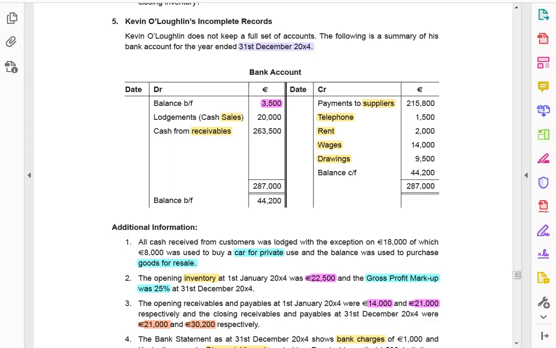We're going to have a look at question 5 of the self-test questions. It's Kevin O'Loughlin. It's at the end of your chapter 14. As always, we do a little bit of preparation before we actually start into doing the question.